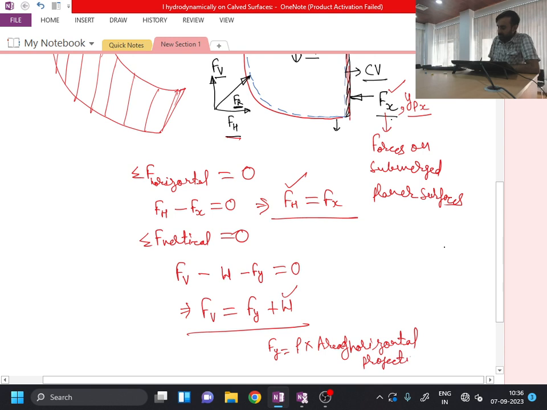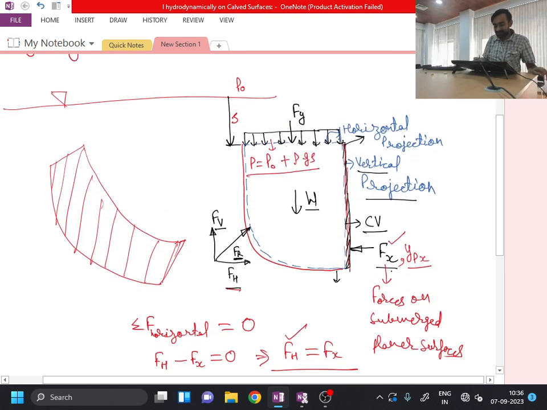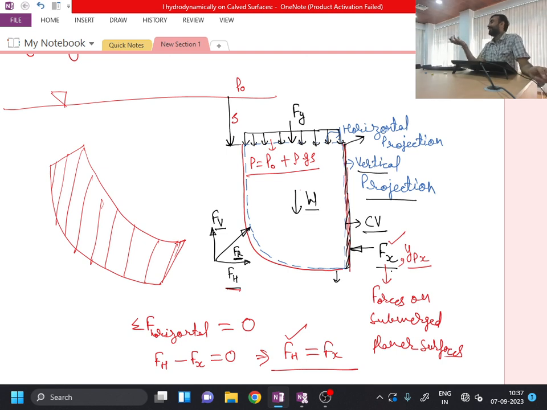Okay, so this is how I can determine the Fy amount of force. And of course, the line of action of this Fy force will be at the center of the control volume. And same is also true for the weight. So weight will be acting at nothing but the centroid, because this particular control volume is containing a liquid of homogeneous density.